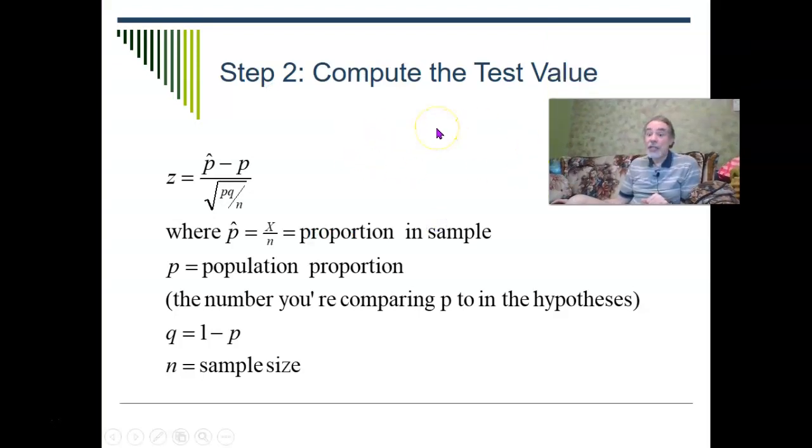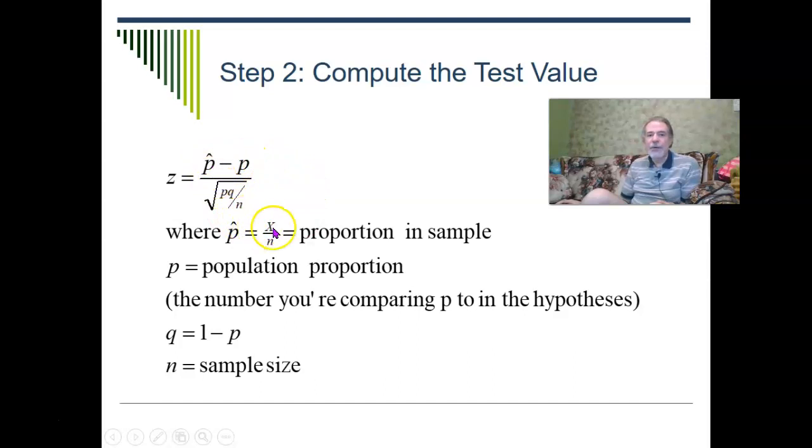So then if you're doing this yourself with an actual formula that you plug numbers into and calculate the test value, here's what the formula looks like. z equals p hat minus p divided by the square root of p times q divided by n. So when you put this into a calculator, you're going to need parentheses around the numerator, and you're going to need parentheses around the whole thing that you're taking the square root of, so that it takes the square root of that whole thing.